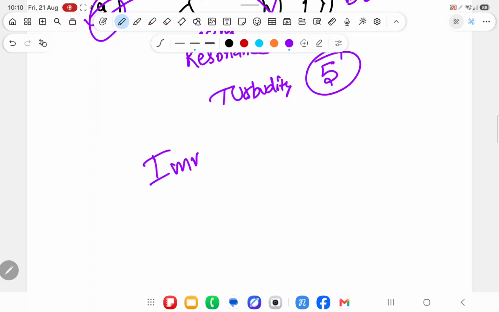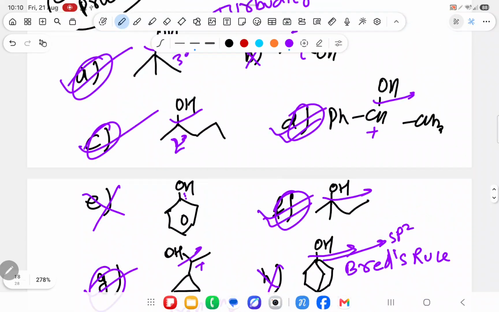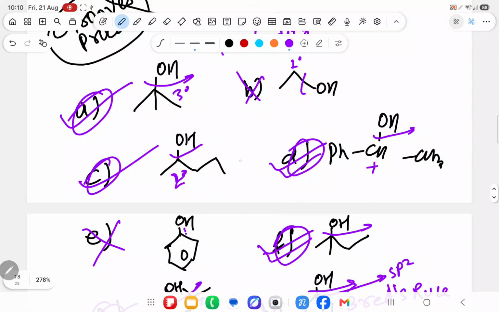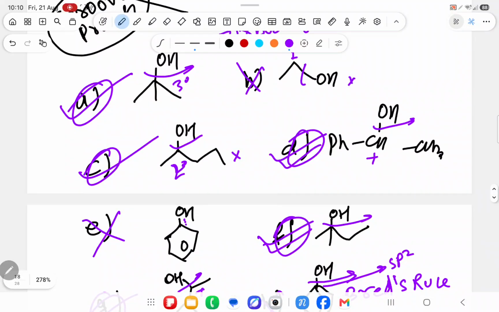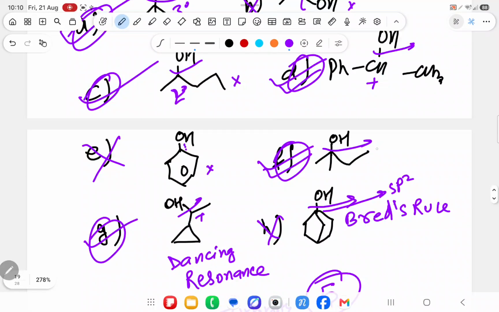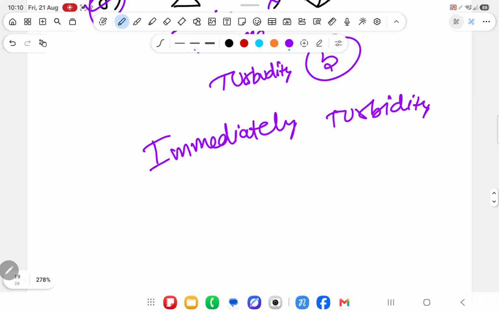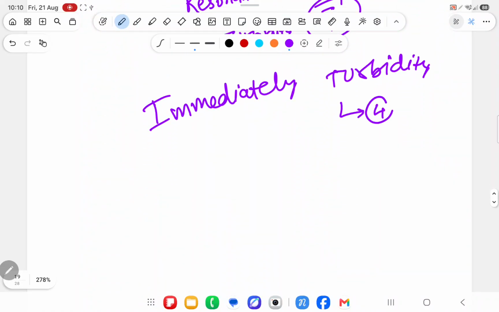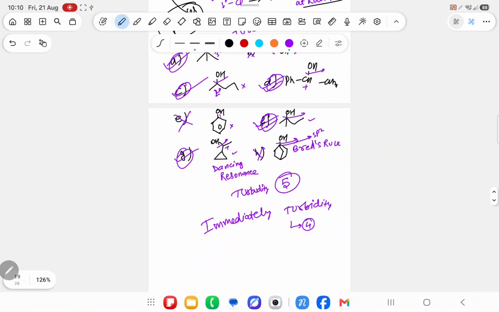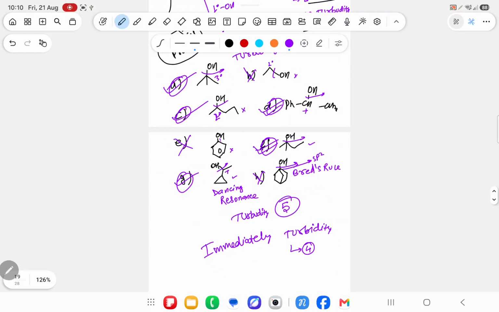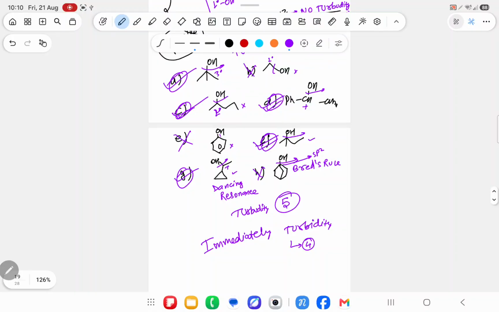If they ask about immediate turbidity, then what will you say? Sir, the 3 degree gives it immediately, the 2 degree is less so, because of resonance stabilization. The 1 degree and the phenyl compound do not give it, so it will be less. So immediate turbidity will be given by 4 compound, but turbidity will be given by 5 compound. The 1 compound, a 2 degree, will give turbidity after 2 to 4 minutes.